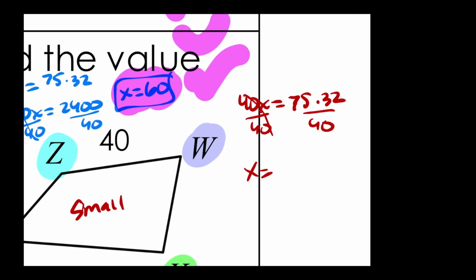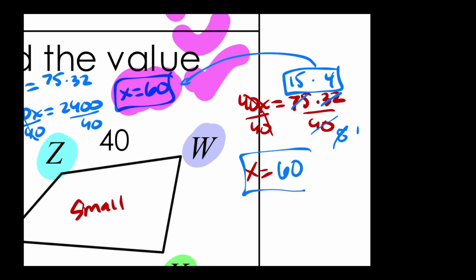I can divide 75 and 40 by 5, right? So if I divide 40 by 5, I get 8. And if I divide 75 by 5, I get 15. And then I can divide 8 and 32 by 8, right? If I divide 8 by 8, I get 1. And if I divide 32 by 8, I get 4. And so now what's 15 times 4? 15 times 4 is 60. So it works that way too.